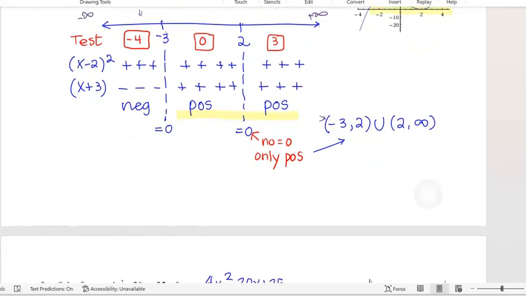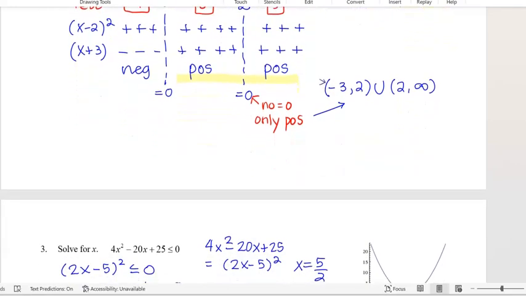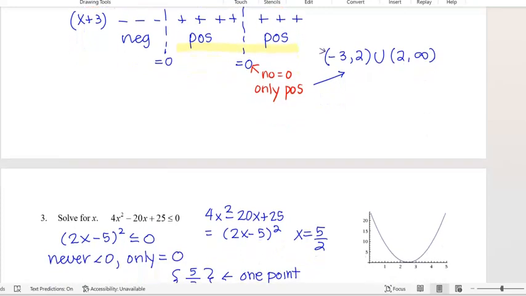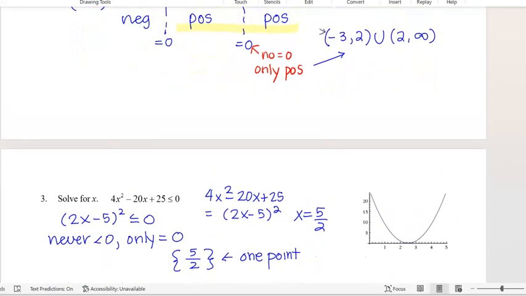Okay, so let's see one more example. This one I just show you everything here. Then you can stop the video, try to practice by yourself, and then go back to check your answer. I factored it out and it gave me the boundary x equal 5 over 2.